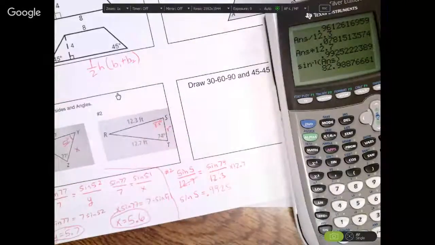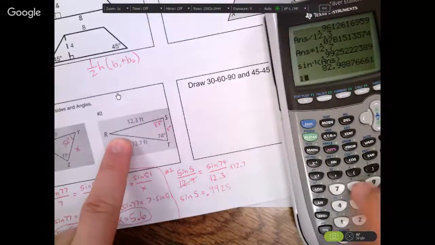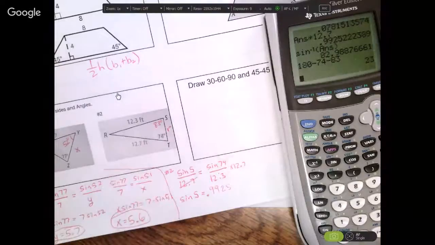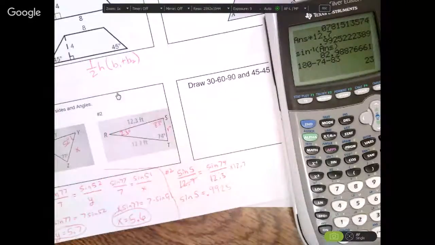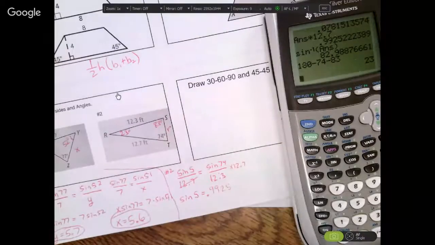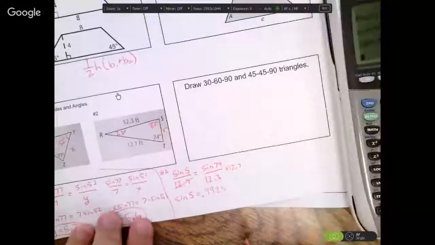That was a lot of work for finding the angles. I could do the same thing to find R, or I could do 180 minus 74 minus 83, which would be a lot easier and tells me that that's 23 degrees. About right. So now I need to find side R.